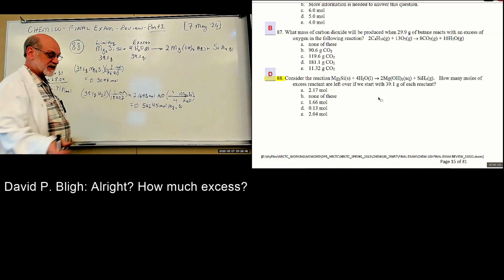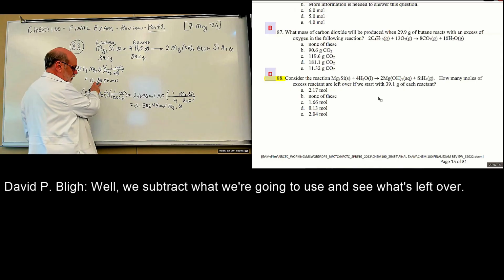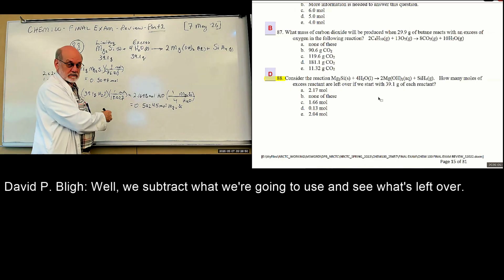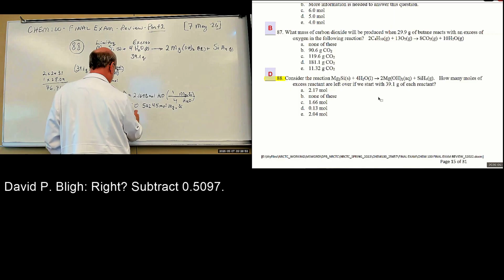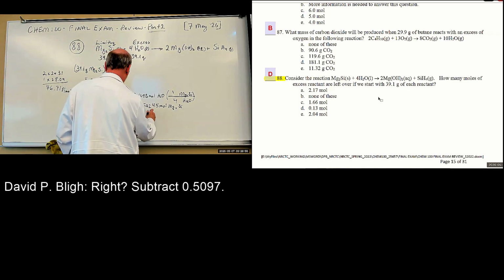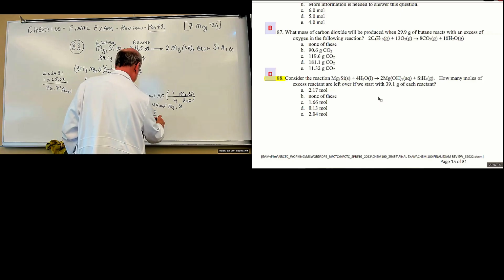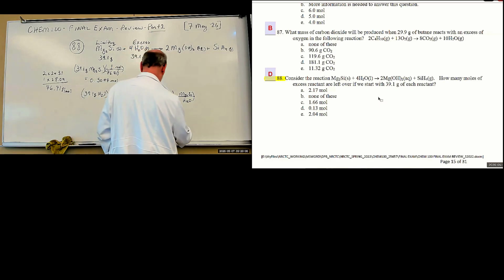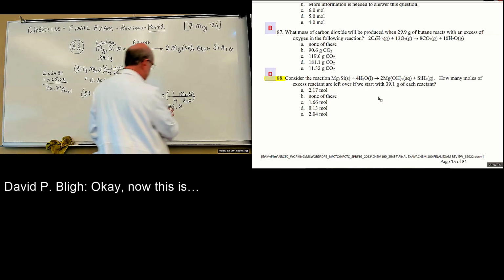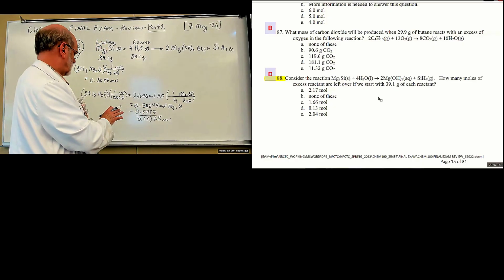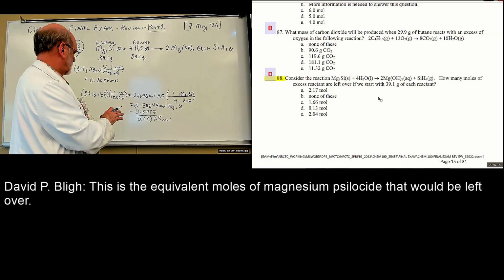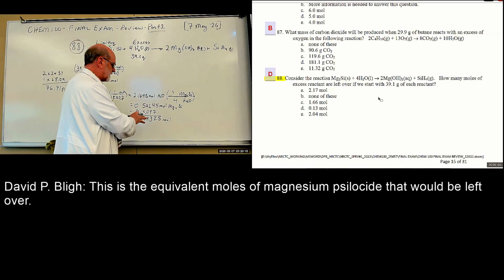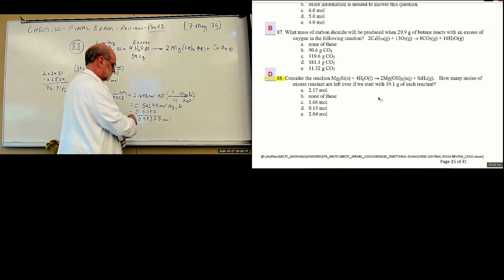All right. How much excess? Well, we subtract what we're going to use and see what's left over. All right. Subtract 0.5097 moles. Okay. Now this is the equivalent moles of magnesium silicide that would be left over.